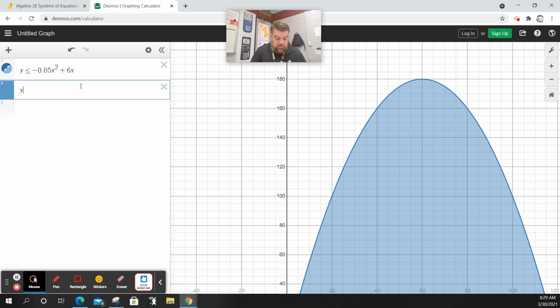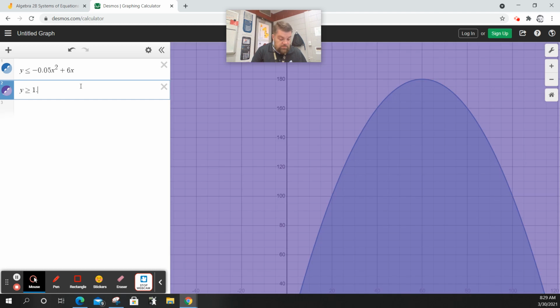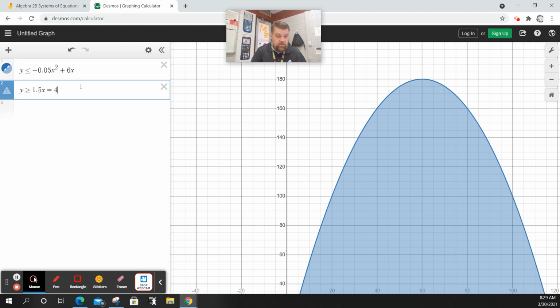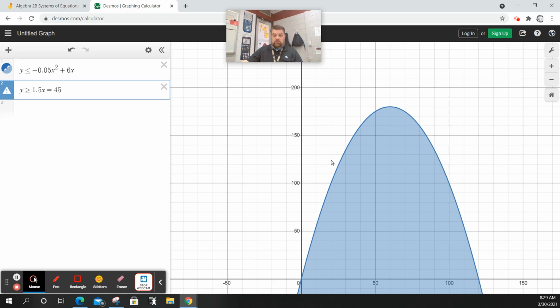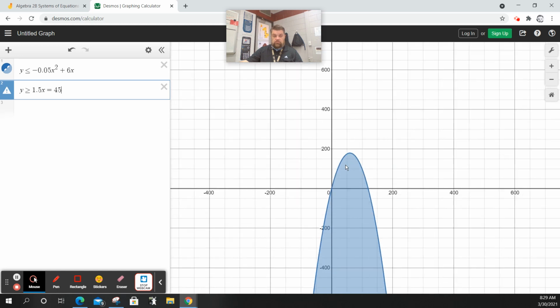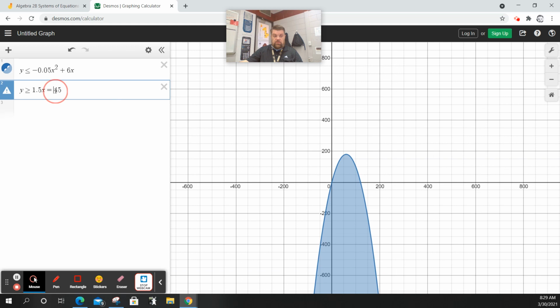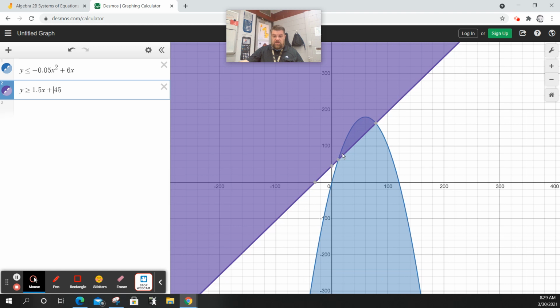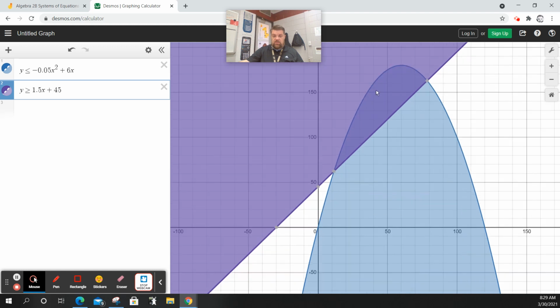And then the next one is going to be y is greater than or equal to 1.5x plus 45. Oh, plus sign. All right, so we're going to zoom in right here. The solution set is the shaded region where they overlap. So I've got this one and I've got this one.